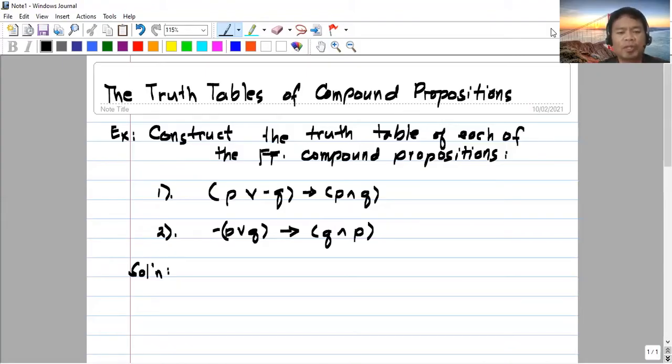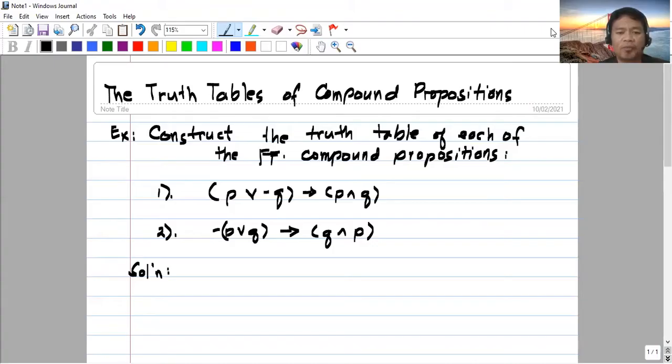Okay, so in order for us to determine the truth values of any compound propositions for that matter, we have to make use of the truth tables. In the truth tables, we present all the possibilities of having the truth value of each of the expressions in a given compound proposition.